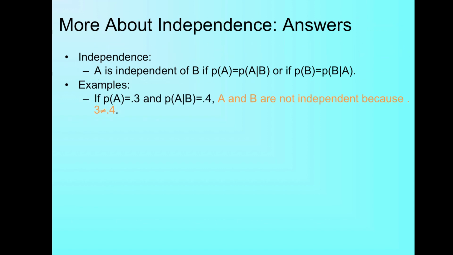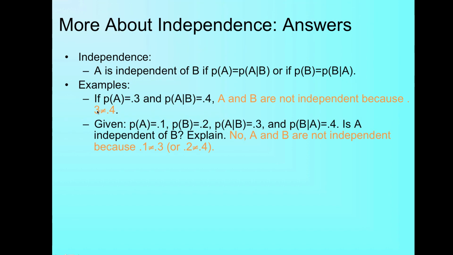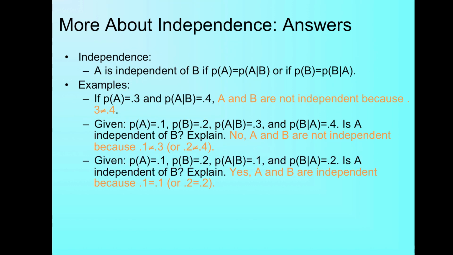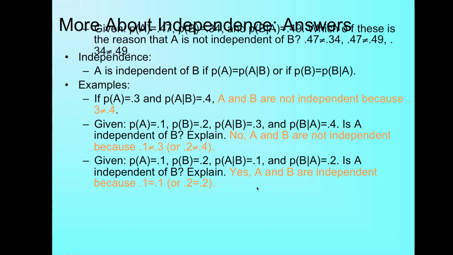Okay, so for that first one, A and B are indeed not independent because these two have two different results here. 0.3 is not the same as 0.4. Sorry, that point should go with the 3 here. Second one, no, A and B are not independent here either because 0.1 is not equal to 0.3, or the other way of doing it will give you 0.2 and 0.4. And this one here, yes, A and B are independent. Finally, you get an example in which they actually are independent, because you're finding that the results are the same, 0.1 to 0.1 or 0.2 and 0.2.